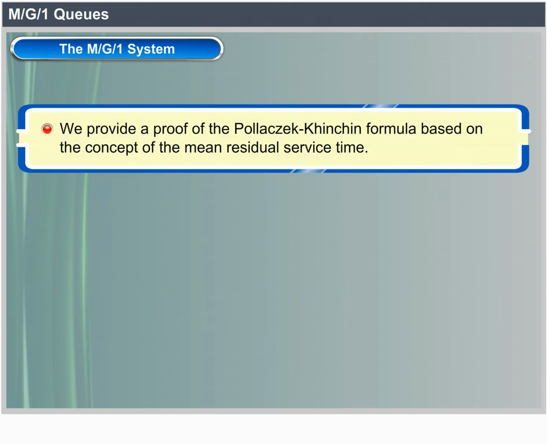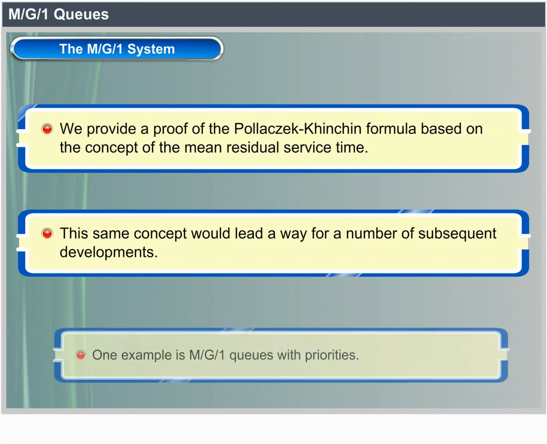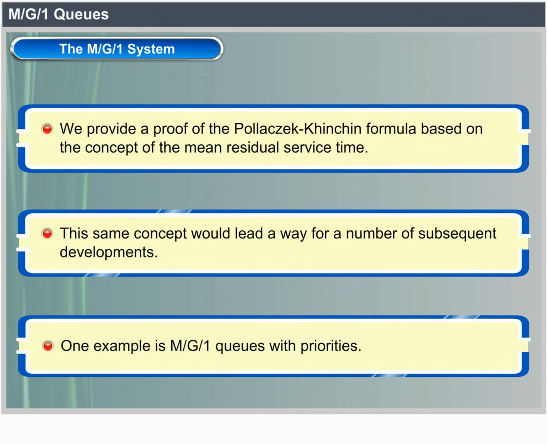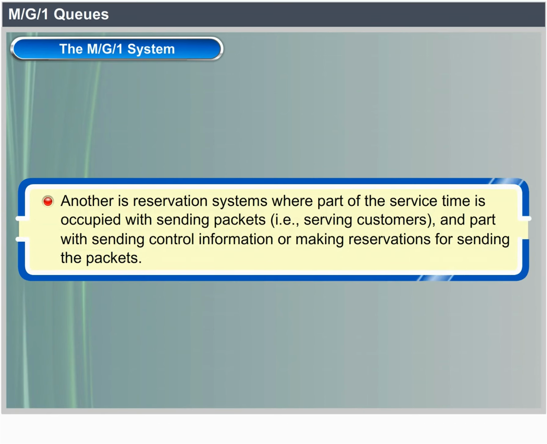We provide a proof of the Pollaczek-Khinchine formula based on the concept of the mean residual service time. This same concept will prove useful in a number of subsequent developments. One example is MG1 queues with priorities. Another is reservation systems where part of the service time is occupied with sending packets, that is, serving customers, and part with sending control information or making reservations for sending the packets.